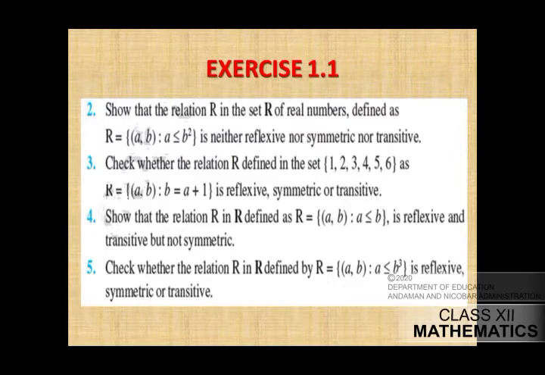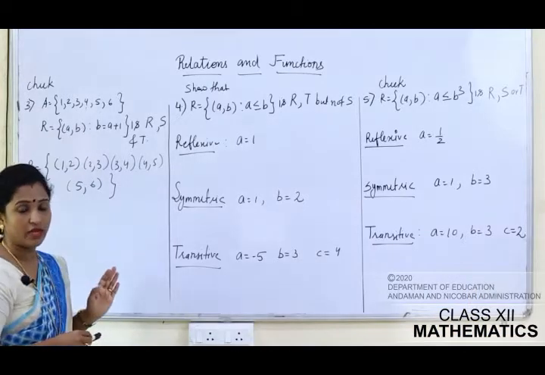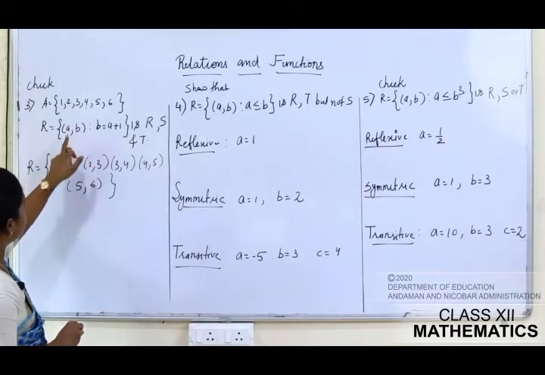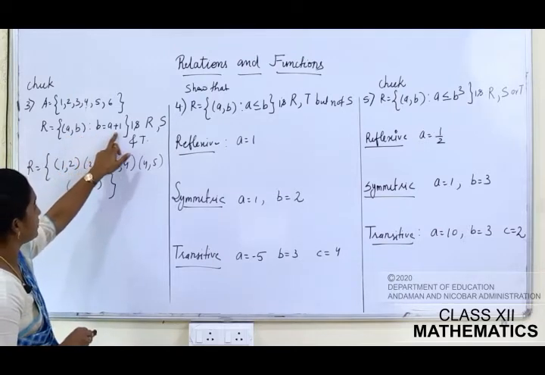as R is equal to {(a, b): b = a + 1} is, मैंने R करके डिनोट किया है, रिफ्लेक्सिव, सिमेट्रिक एंड ट्रांजिटिव. ओके, यू हैव टू चेक इट. चेक मीन्स हो भी सकता है, नहीं भी हो सकता है. What you will do, look at here, it is (a, b) where b is equal to a + 1.